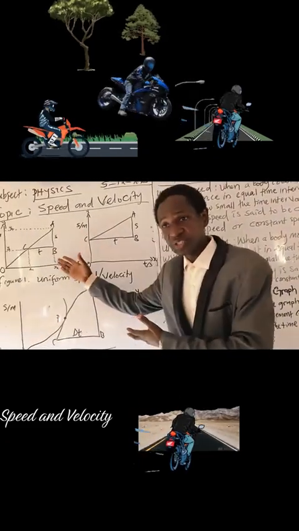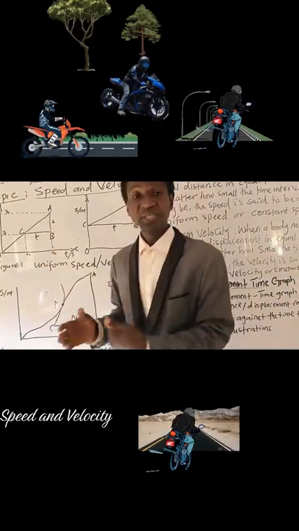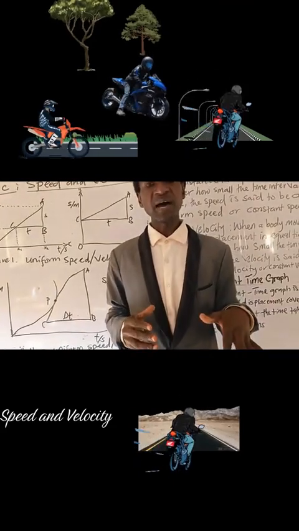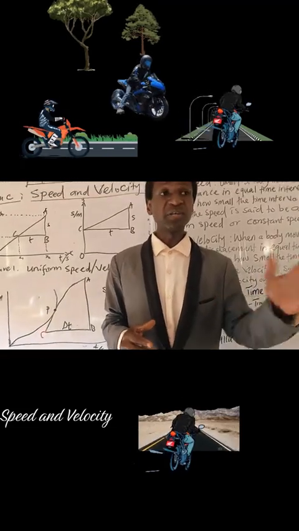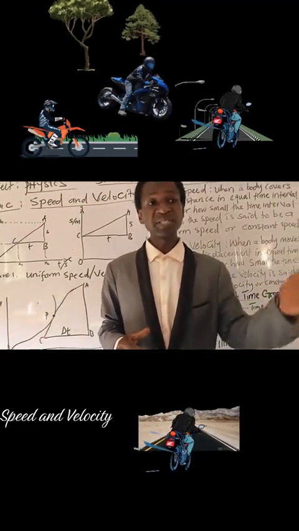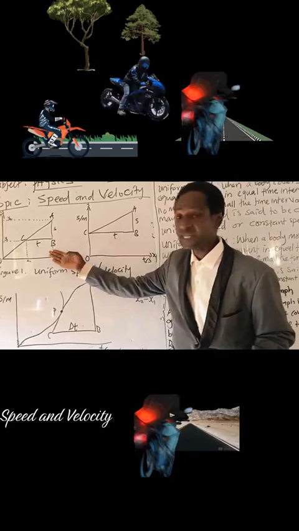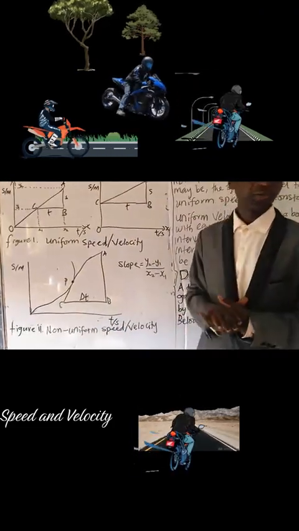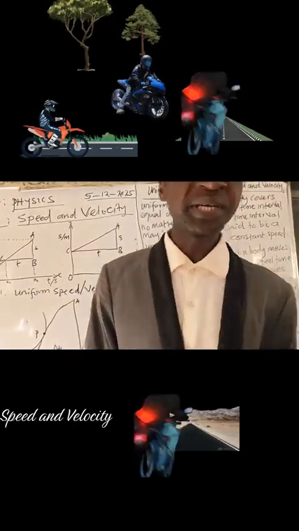This graph shows the difference between uniform and non-uniform speed and velocity. So this is uniform speed and velocity, and this is non-uniform speed or non-uniform velocity. So that is what we have today.